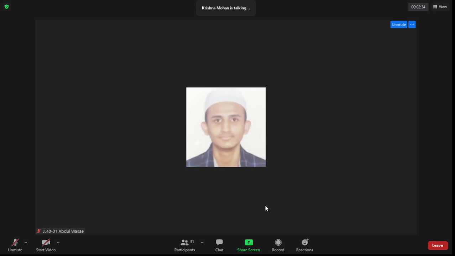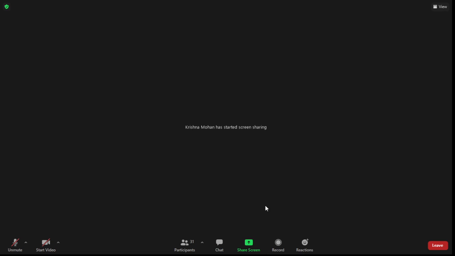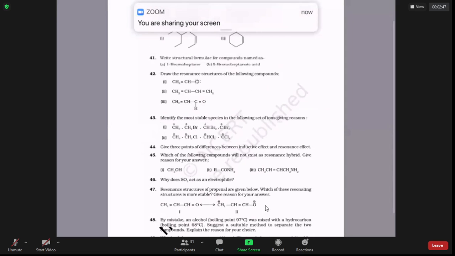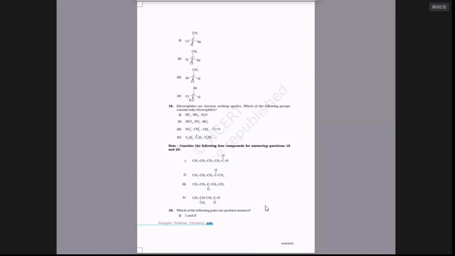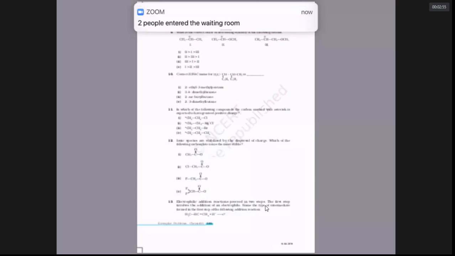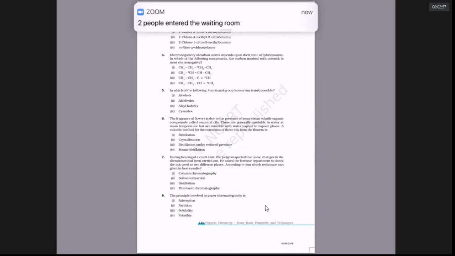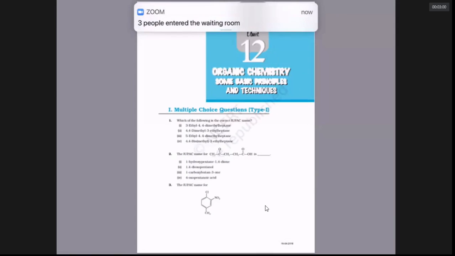A lot of work is there for you to do, man. Really, a lot of work indeed. This is the time where we have to work. So far we have relaxed, right? All of you, did I share this book with you earlier? Organic Chemistry, Some Basic Principles, called exemplar problems. Did I share this book with you, sir?